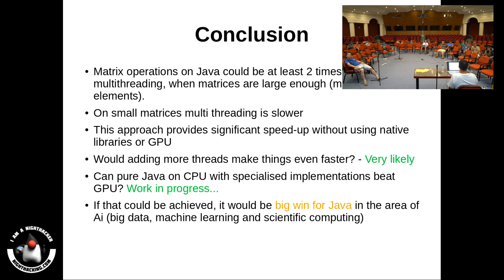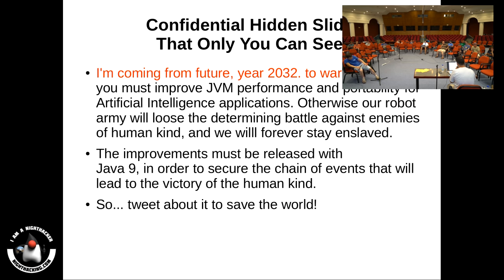So the main question that I was trying to answer: can Java on a CPU with a very specialized implementation beat the GPU? Well, I think it could, so it is a work in progress. And if that could be achieved, I think that it would be a big win for Java in the area of AI, for big data, machine learning, and scientific computing. So I open discussion if you have anything to say more. And this is a slide just for you. I won't comment at the moment.